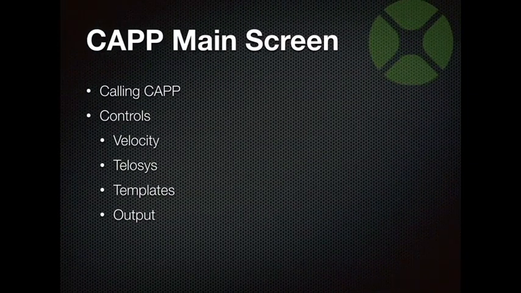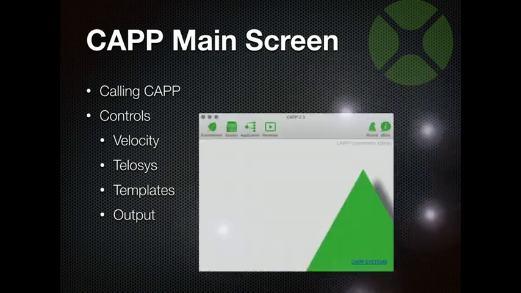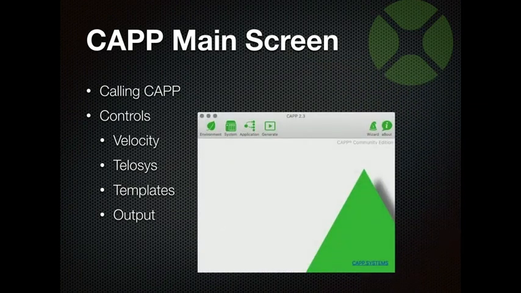So, CAPP main screen. Calling CAPP, there are some controls, everything. There are controls for velocity, for Tilosys, and for the templates, and for the output. That means you only have that small window which you just saw. This one. You see here, one button is missing. We'll come later to that. This now is the community edition, the look of the community edition.